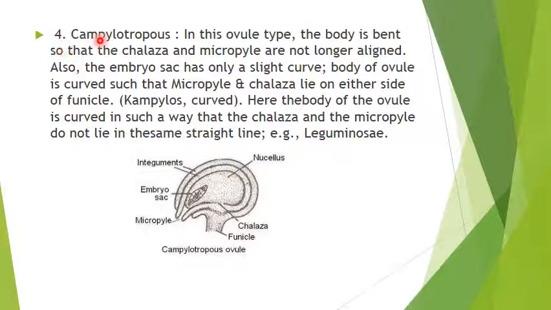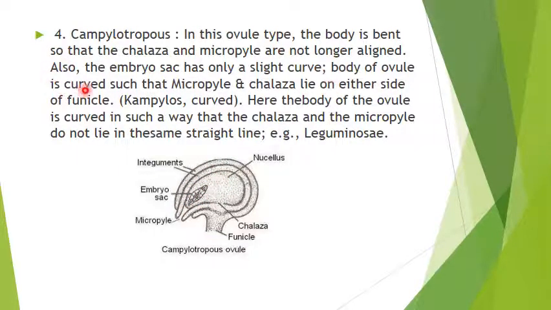Now next is the campylotropous ovule. In this type, the body of the ovule is bent so that the chalaza and micropyle are no longer aligned, and also the embryo sac has only a slight curve. Here you can see that the embryo sac has a slight curve.